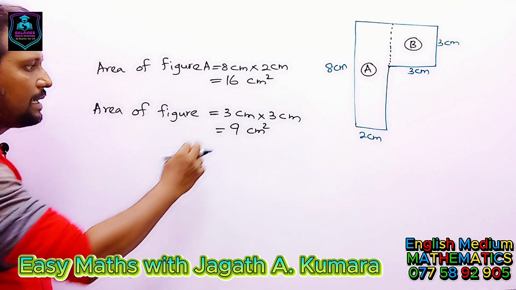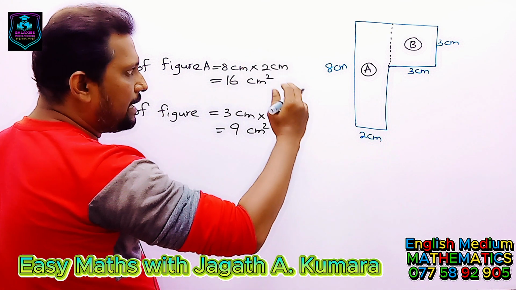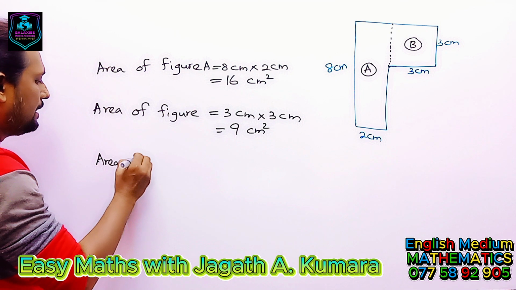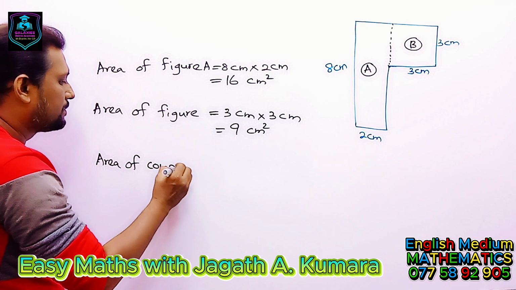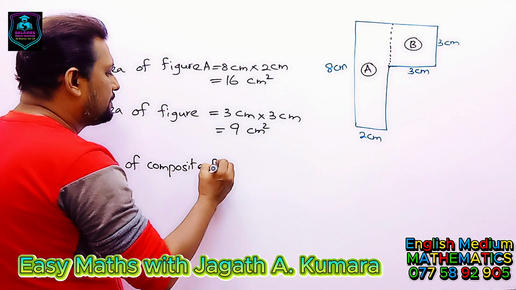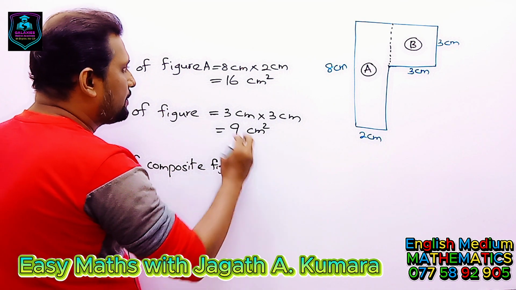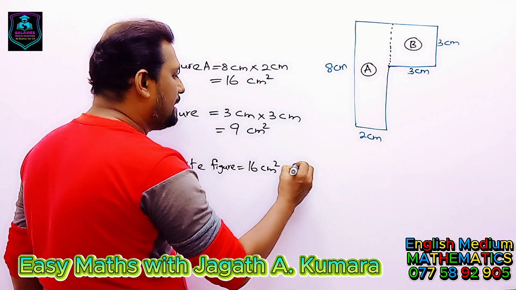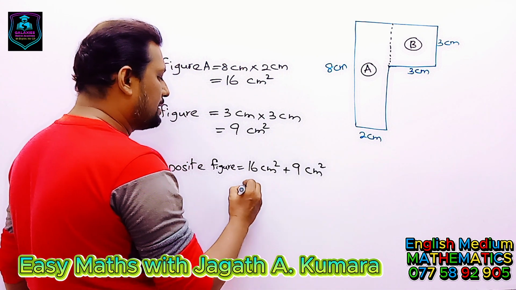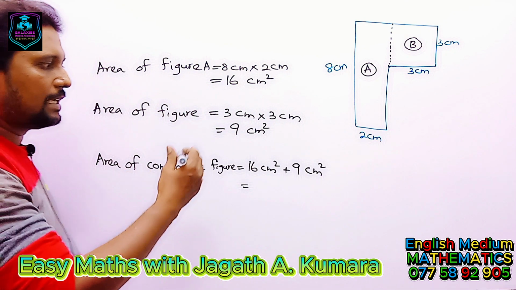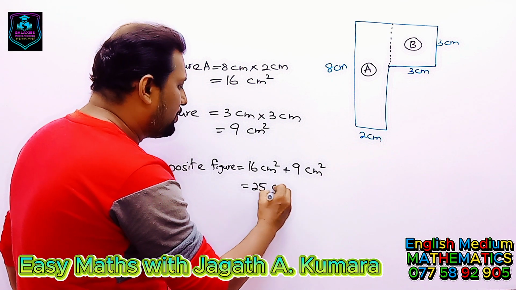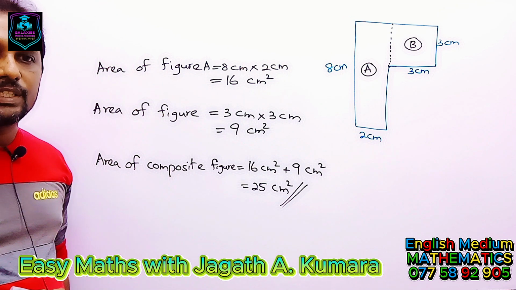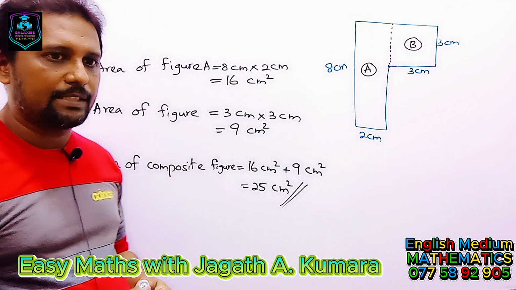Then finally, by adding these two, you can find the area of the composite figure. Area of composite figure equals figure A area 16 square centimeters plus figure B area 9 square centimeters. So the total area is 16 plus 9. The value is 25 square centimeters, right? It is the first question's answer, right? Are you clear?